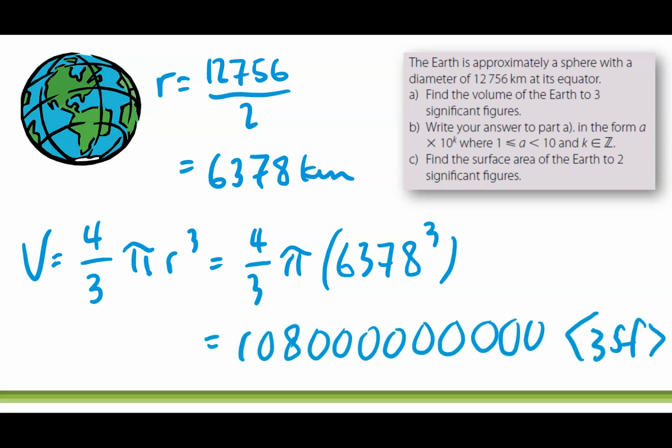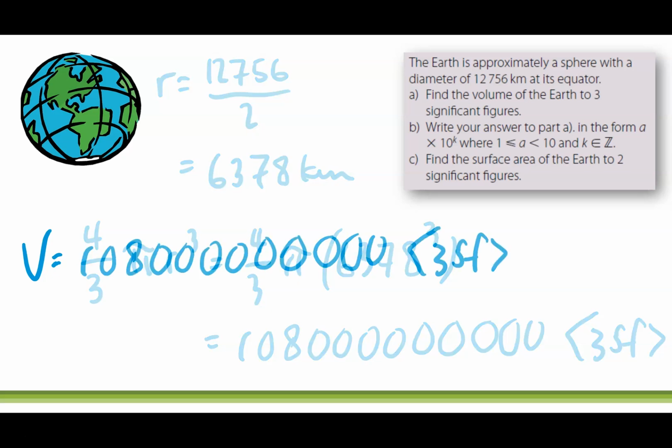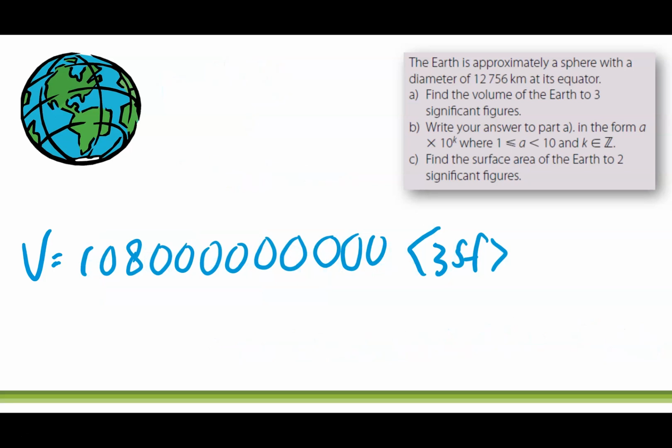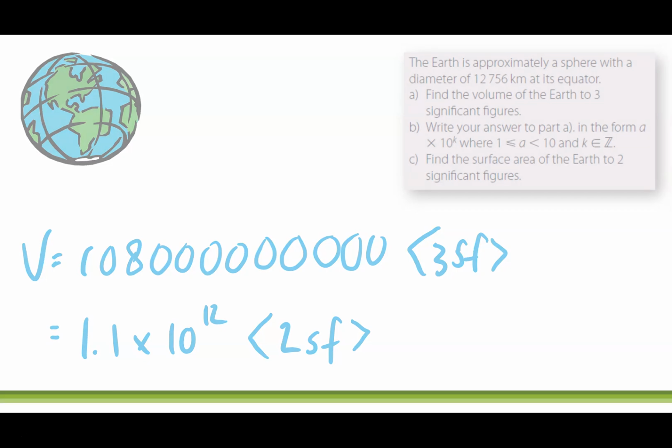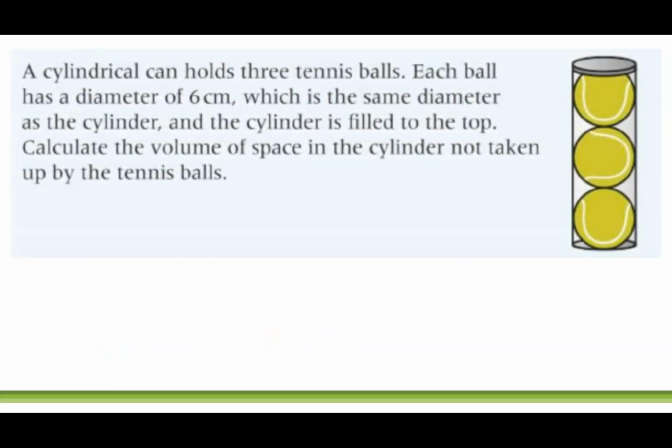Now, since I knew that this was going to be effectively a final answer, I didn't really worry too much about how it was rounded off, so I just took that number, it's massive. And this is a perfect reason for why we have standard form or scientific notation, and it's 1.1 because they said to 2 significant figures in part C. That's 1.1 times 10 to the 12th kilometers cubed. That is a lot.